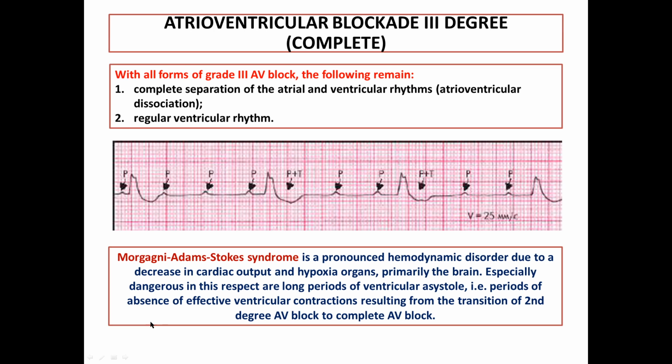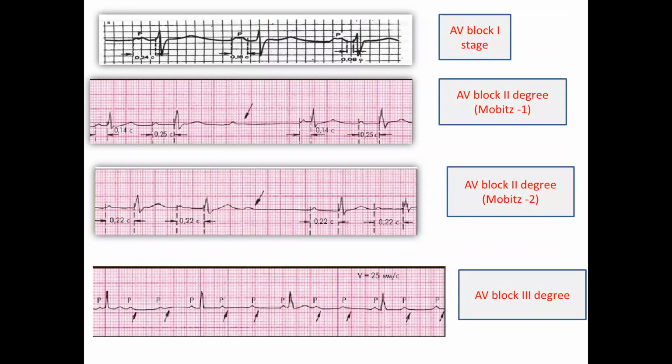Also, this atrioventricular blockage, third degree, may be complicated by Morgagni-Adams-Stokes syndrome, a pronounced hemodynamic disorder due to a decrease in cardiac output and hypoxia of organs, primarily the brain. Especially dangerous in this respect is a long period of ventricular asystole, periods of absence of effective ventricular contraction resulting from the transition of second-degree AV block to complete AV block, and without treatment it may result in death.